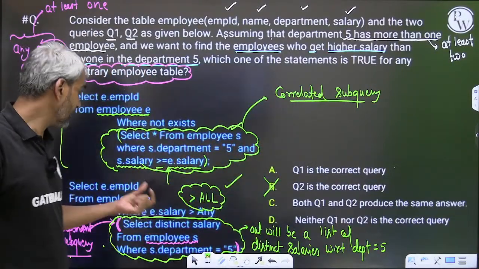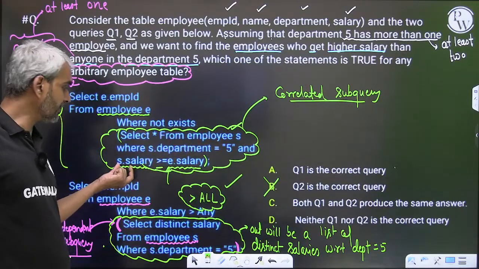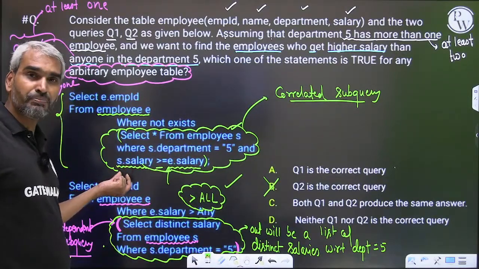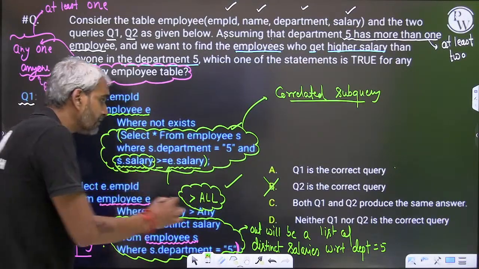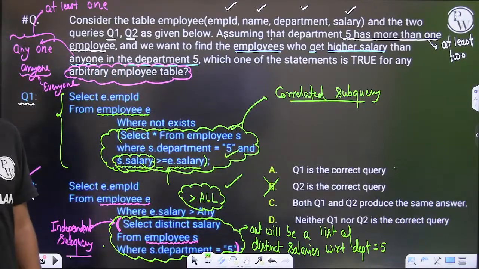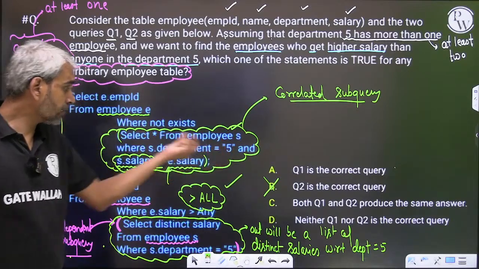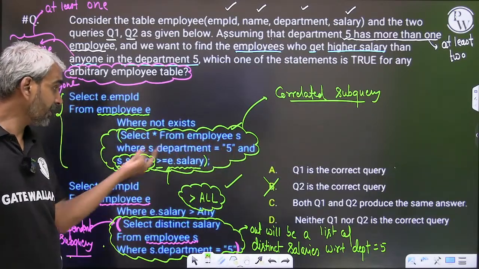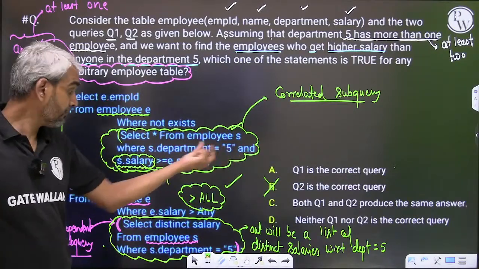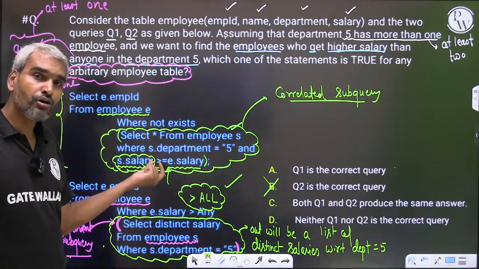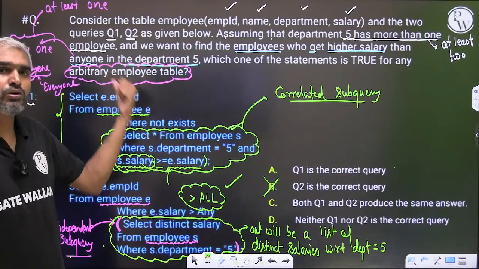Now the second condition is that whatever is the salary in the inner relation must be... Sir, when exactly will you check for this particular condition? You will check for this condition when the department is 5. That means you are checking whether the salary of the employee S, the tuple from the inner relation, with department 5 is greater than or equal to the salary of the employee corresponding to the outer table or not.